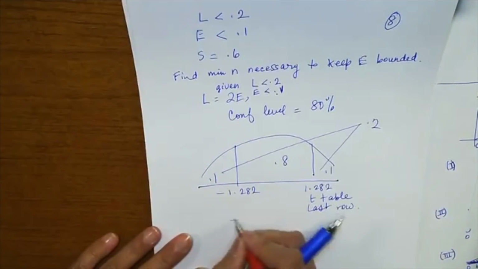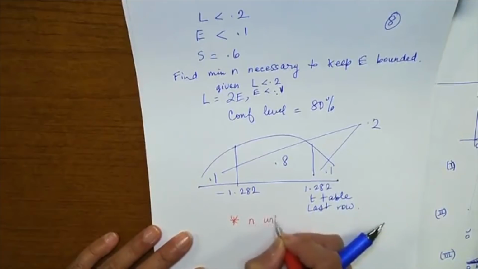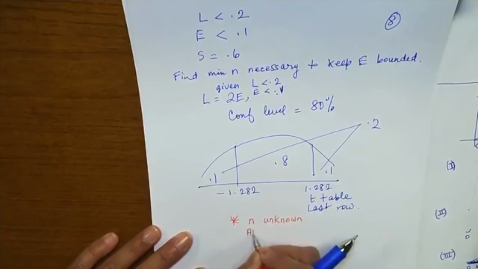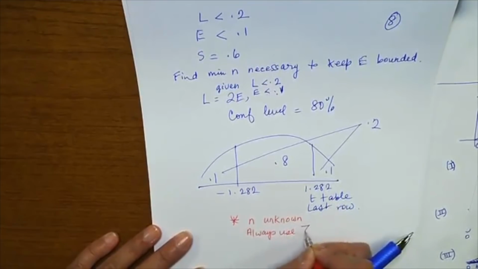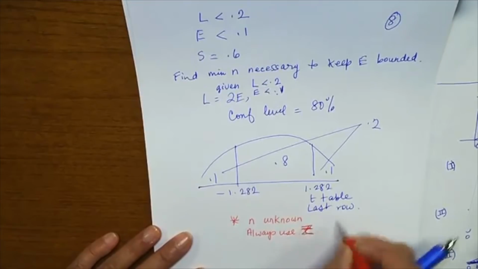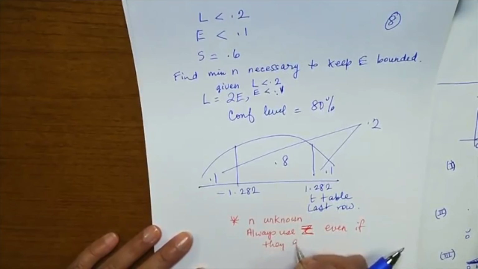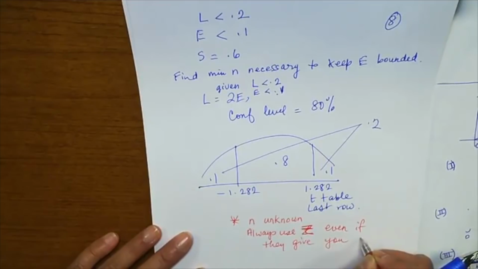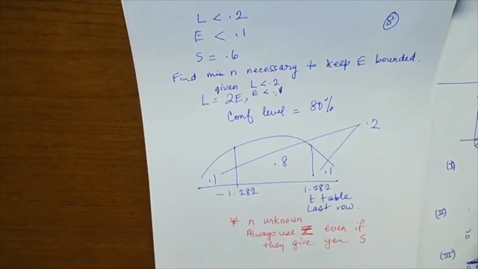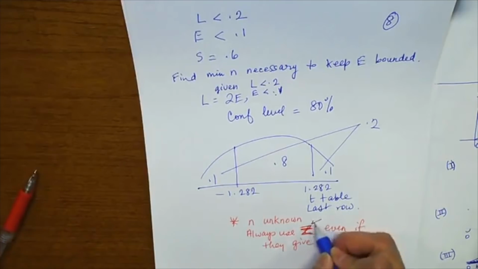So put on your cheat sheet that when n is unknown, you always use Z, even if they give you sigma, even if they give you S. Whether they give you S or sigma, you always use Z because you can't use T because the n is unknown and therefore the n minus 1 is unknown. So you don't know what row to go to in the T table. So you should go to the last row.